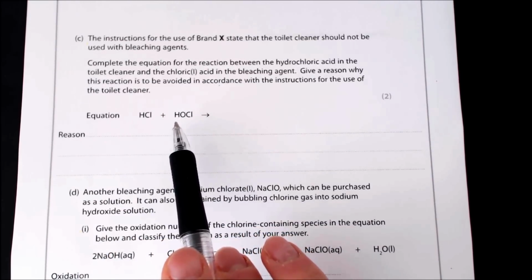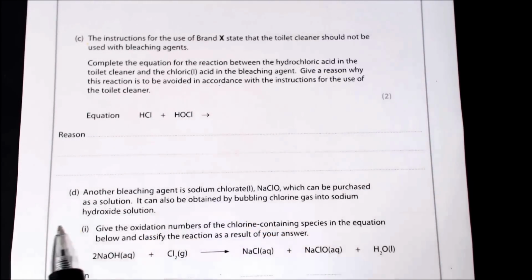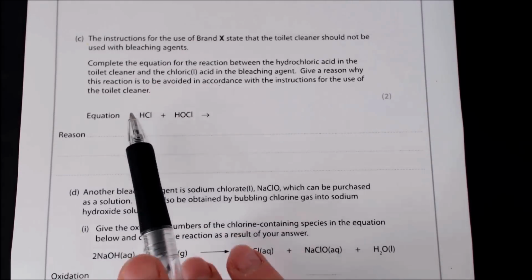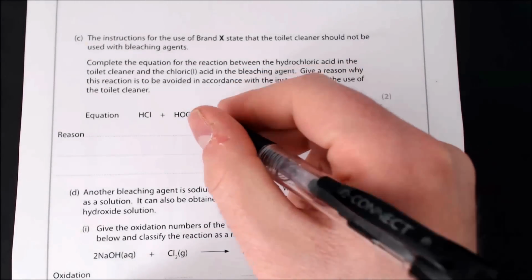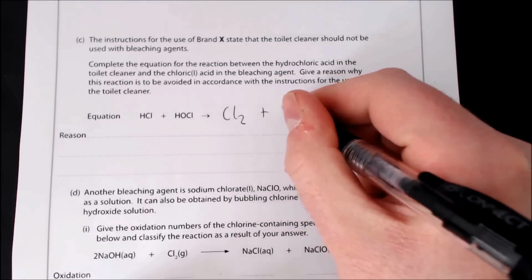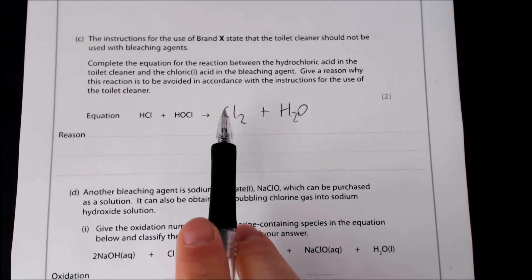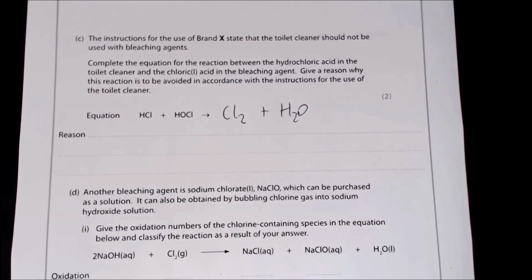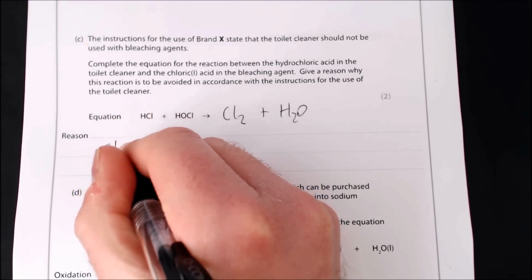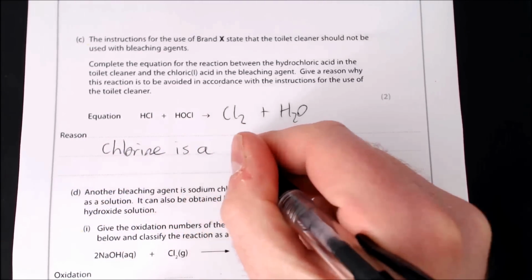Now, when these two react, we're going to produce water as one of the products. So we've got the H and the H and the O. So this O and the H will produce water. And what's left is chlorine. So we'll put Cl2 there, plus water. Now, the observant among you will probably notice that we're producing this nasty stuff, which is chlorine gas. It's toxic. So you should not mix these two together for that reason. So I'm going to put that there. Chlorine is a toxic gas.